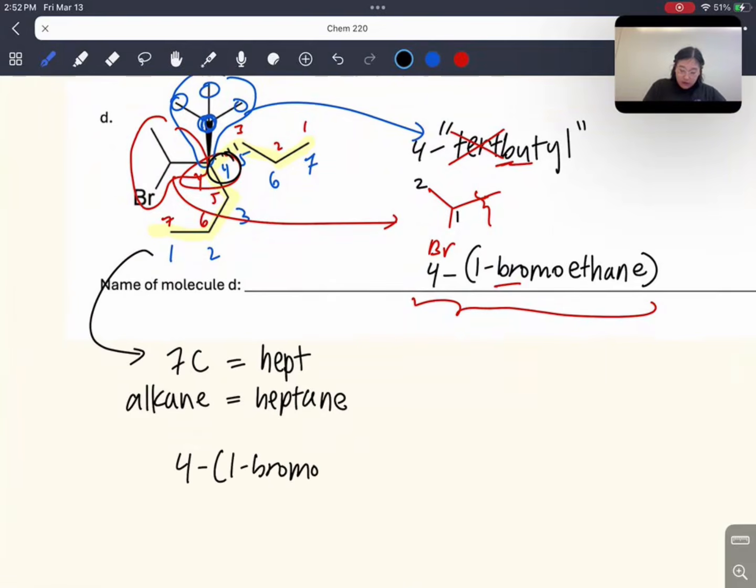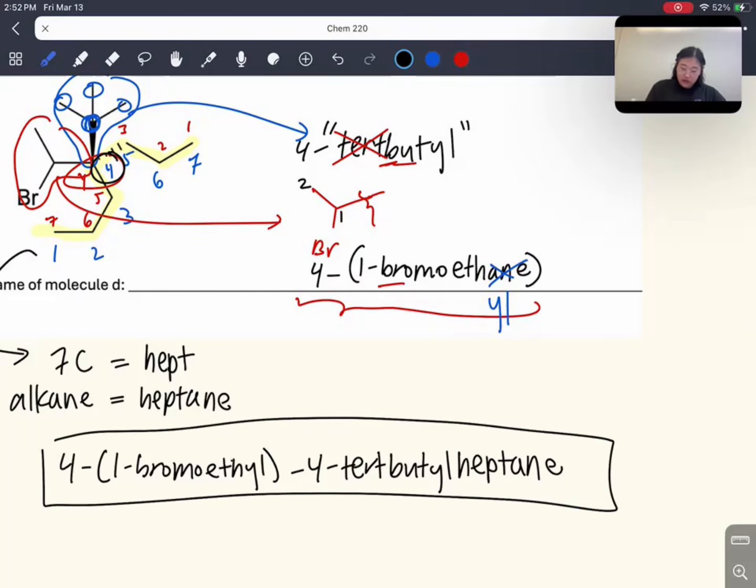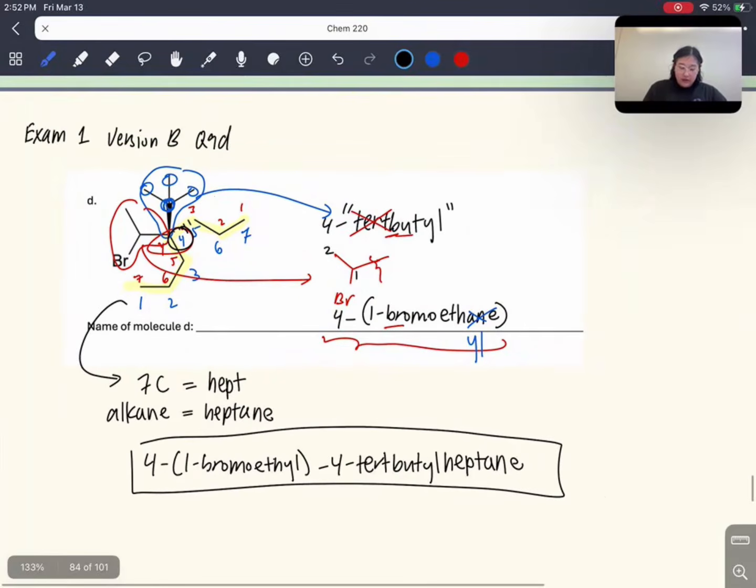bromoethane. Sorry, since this is a substituent, it would be ethyl. So 4 bromoethyl, and then we would have 4 tert butyl. And then we would add our parent name onto that, which is heptane. And so that would be the final name of this molecule.